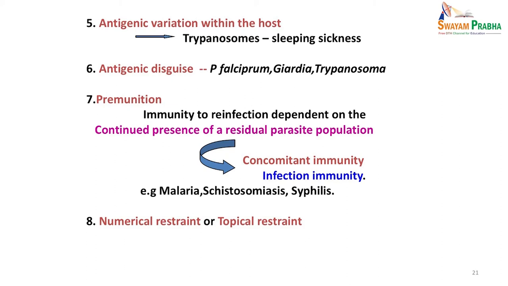Then there can be numerical restraint or topical restraint, that is, some parasitic infection occurs in certain areas, so you can't develop immunity against it, but suddenly you reach another area where you might be exposed to the parasite and you will get infection because you have not been exposed to it earlier and you have not developed immunity against it.